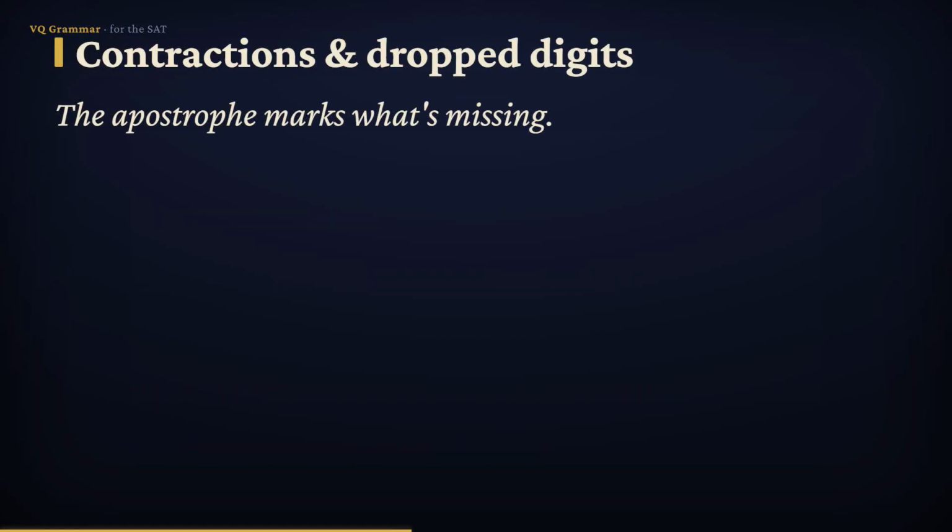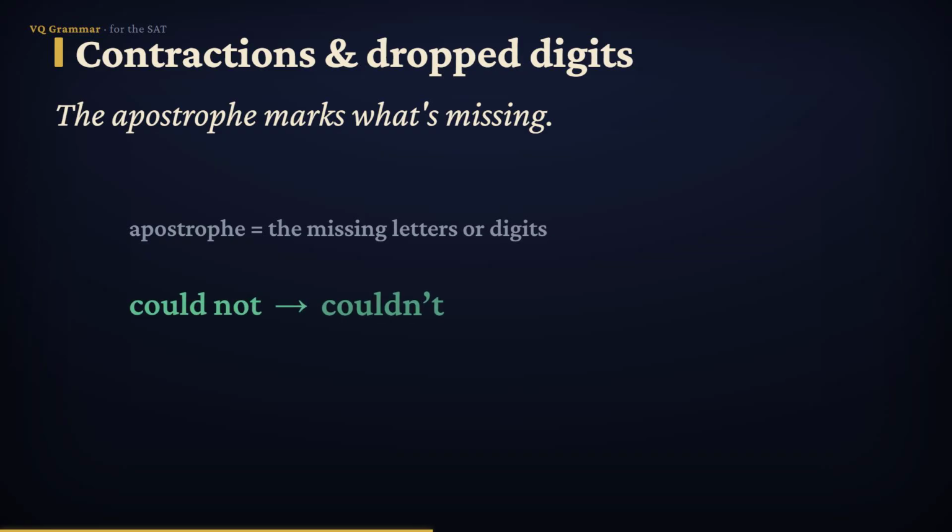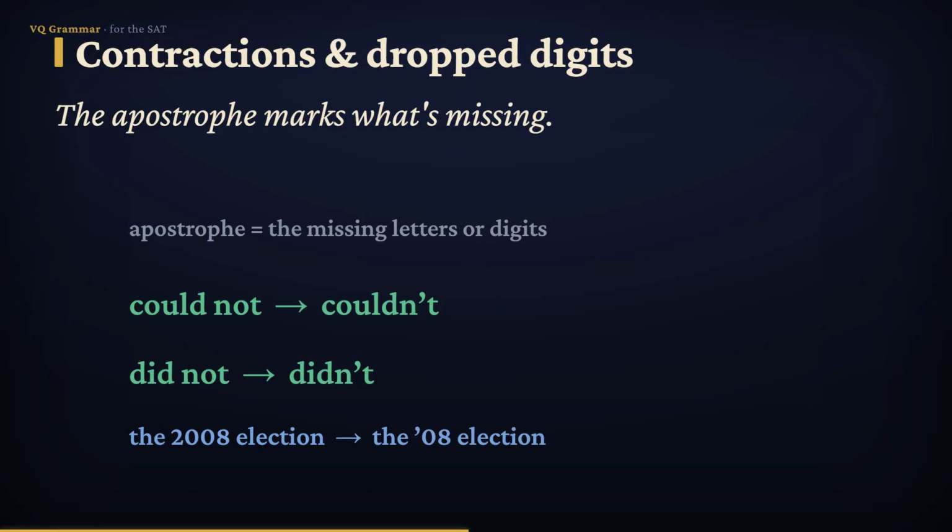The apostrophe's second job is marking what's left out. In a contraction, the apostrophe stands for the missing letters. Could not becomes couldn't. The apostrophe replaces the O. Did not becomes didn't. And it works for omitted digits in a year, too. The 2008 election can be written the apostrophe 08 election, where the apostrophe stands for the missing 20. So whenever letters or digits are dropped, the apostrophe marks the gap.